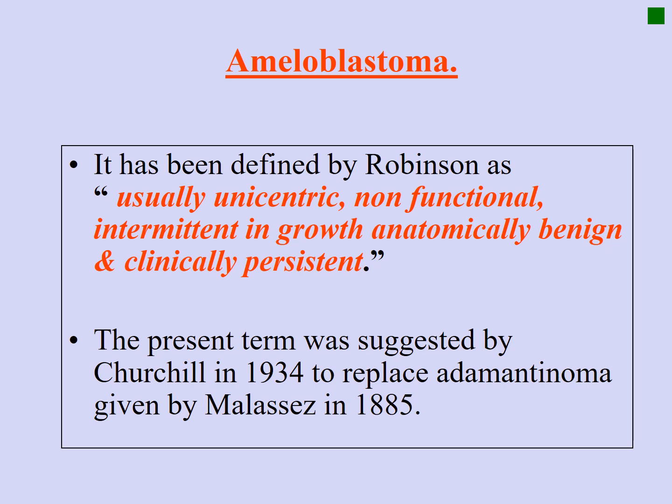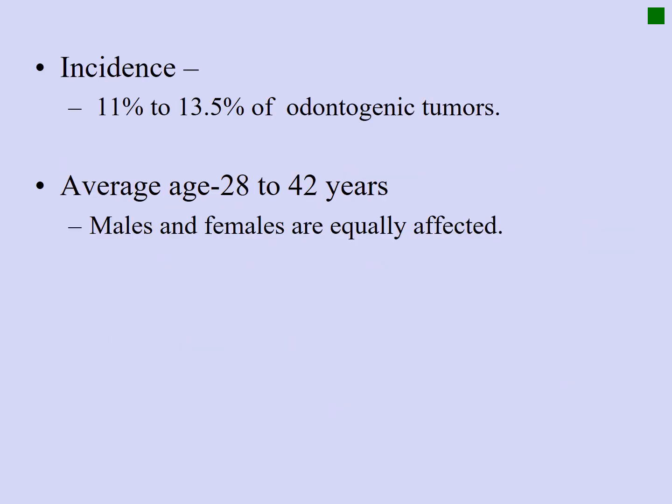All right. The present term, ameloblastoma, was suggested by Churchill in the year 1934, and it replaced the old term adamantinoma, which was given by Malassez in the year 1885. Now, you must have come across the term adamantinoma in general pathology in year 2. The accepted terminology today is ameloblastoma. Incidence is 11 to 13.5% of all odontogenic tumors are ameloblastomas, and it is the second most common odontogenic tumor. The average age is 28 to 42 years. Males and females are equally affected.